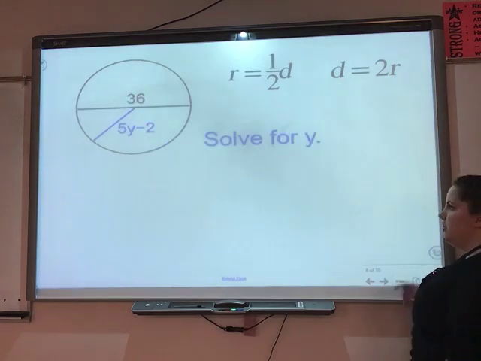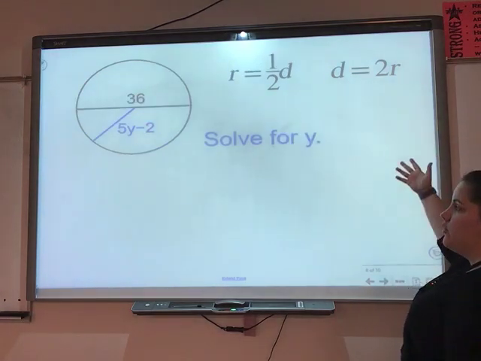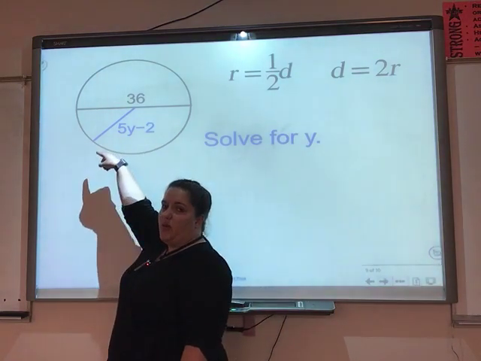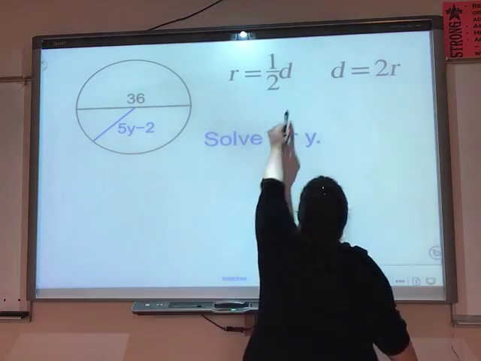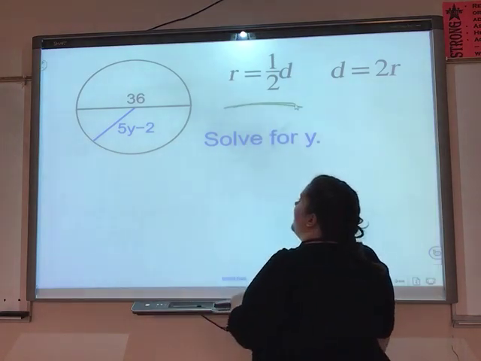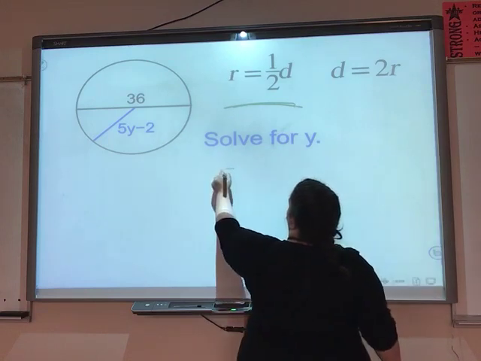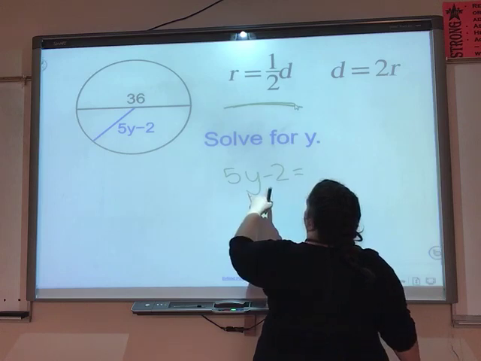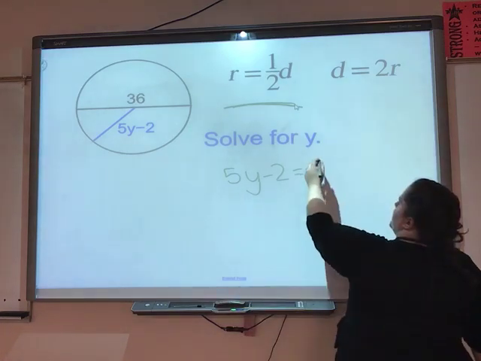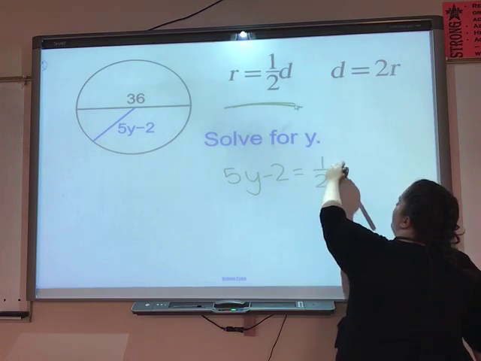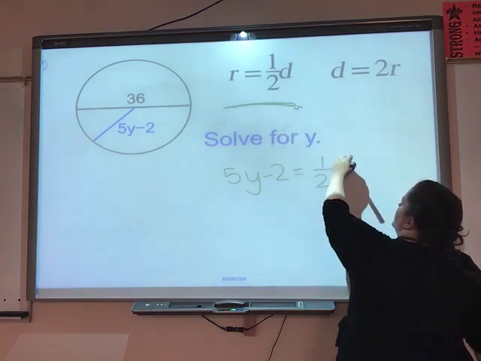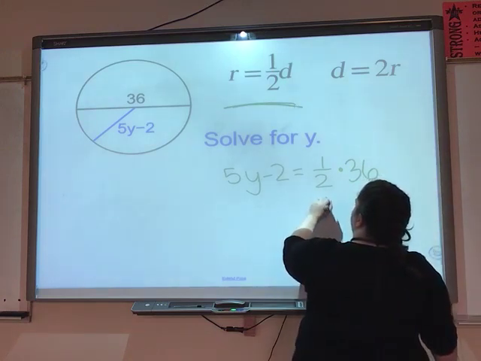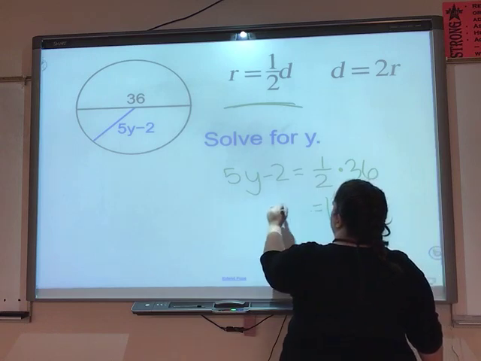We're going to try another one of those out. We want to solve for y. In this case, y is on our radius line. So we want to use the formula where we're solving for the radius so that it's easier to get y all by itself. So I'm going to put 5y minus 2 on one side of the equal sign. That's my radius. Now I have to move over to the other side of the equal sign. I have 1/2 times the diameter. The diameter is 36. 1/2 times 36 is 18.